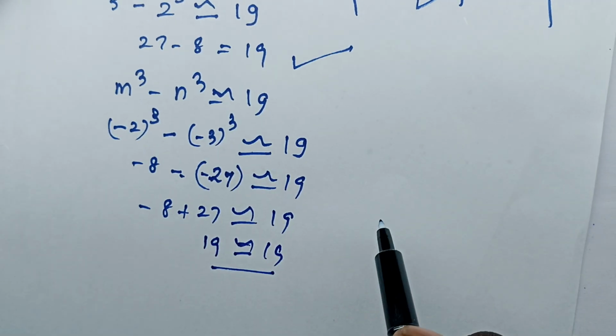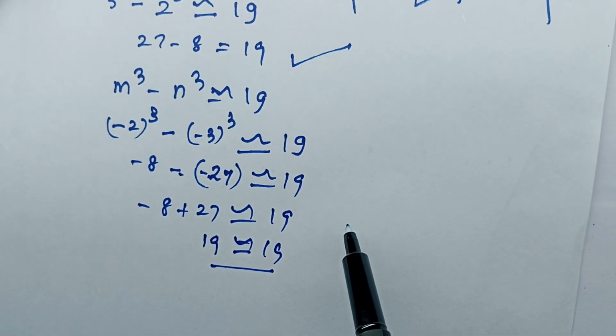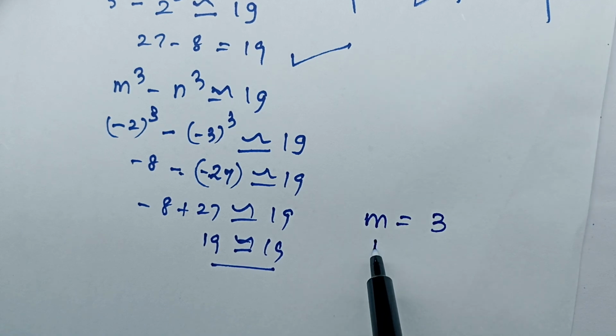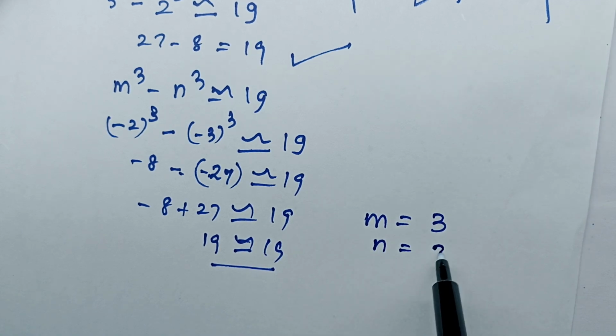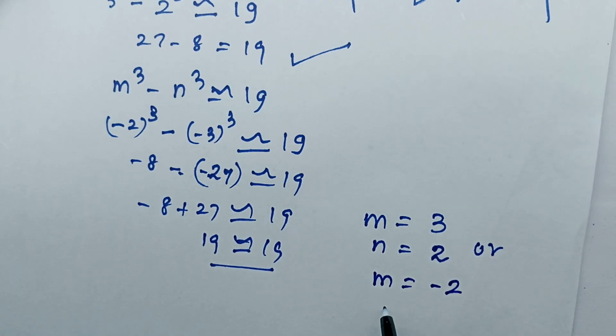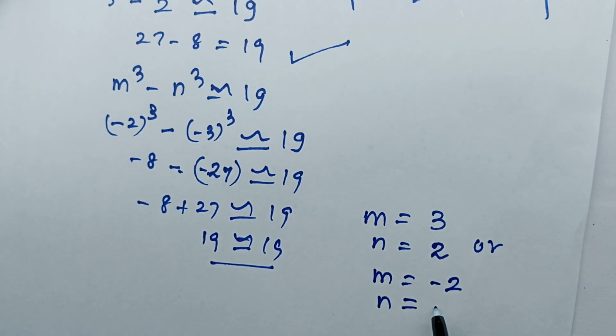So m equal to 3 and n equal to 2, or m equal to minus 2, n equal to minus 3.